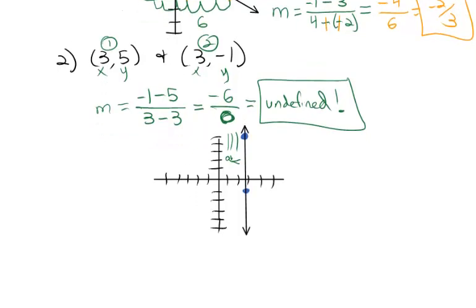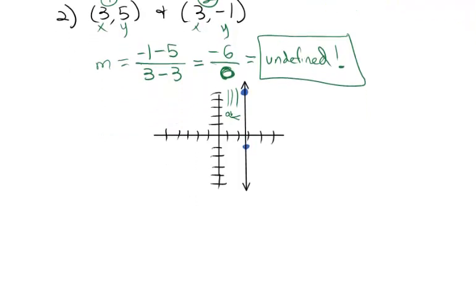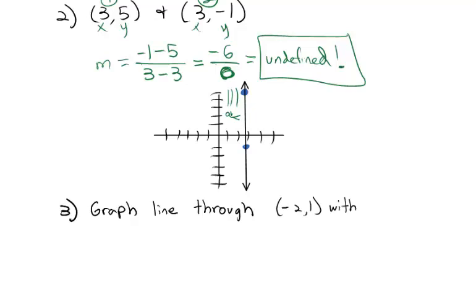We can use slope in a lot of different ways. One way we can use slope is if we know some information about the graph, we can actually graph the line. So for example, we can graph a line that goes through the points negative 2, 1 with a slope of negative 2/3.